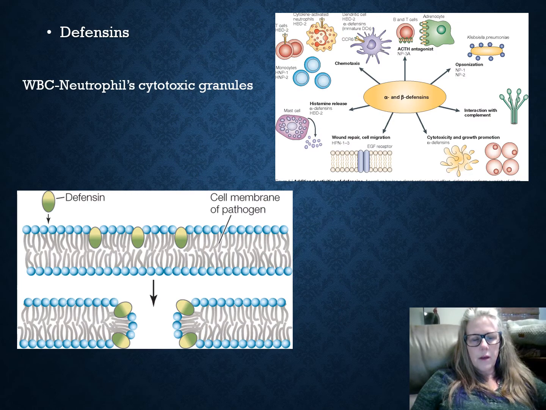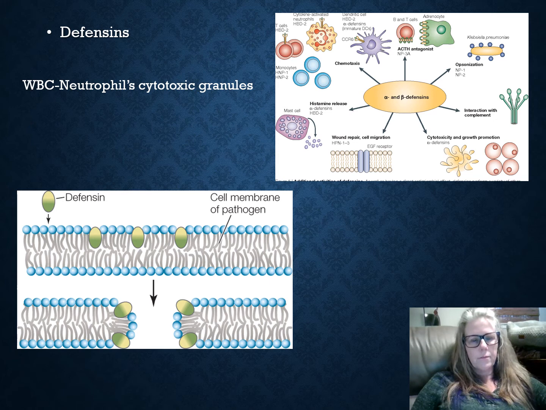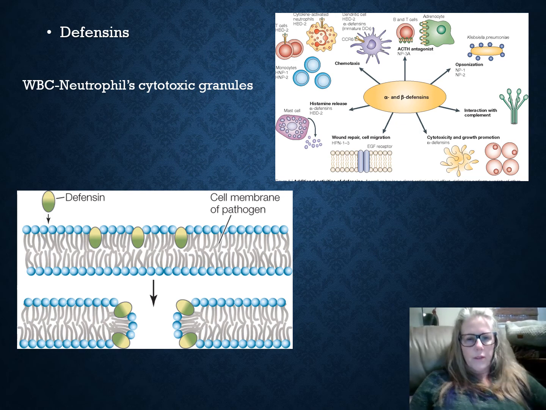The last type of molecule that we're going to talk about that plays a role in molecular defense as part of natural resistance are called defensins. And there's quite a few different types of defensins. As you can see from the picture above me, each type of defensin will have different functions. One type of defensin is found in the neutrophils, which is a white blood cell. They're cytotoxic granules. Defensins are a type of peptide. And I'm going to use the one that is found in neutrophils.